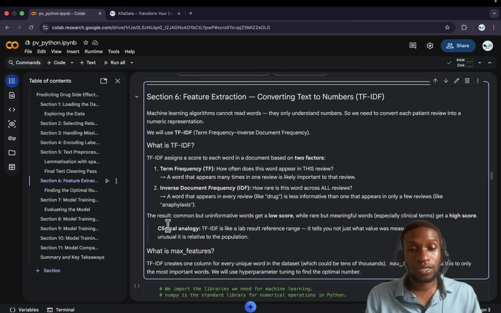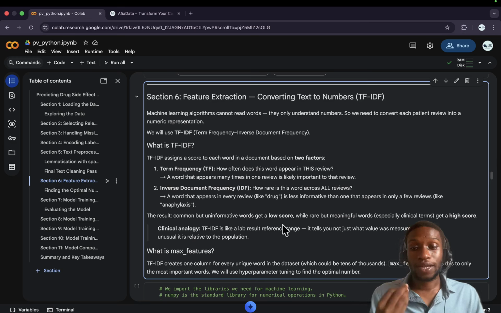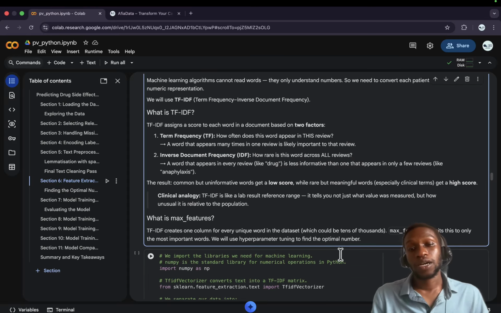So the result: common but uninformative words normally get a low score, while rare but meaningful words, especially clinical terms, get a high score. The clinical analogy here is that TF-IDF is like a lab result with a reference range. It tells you not just what the value measured is, but how unusual it is relative to the population.